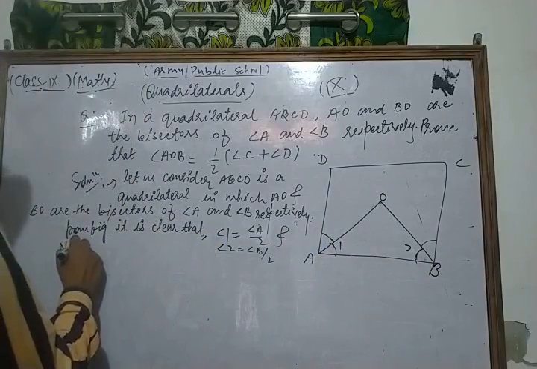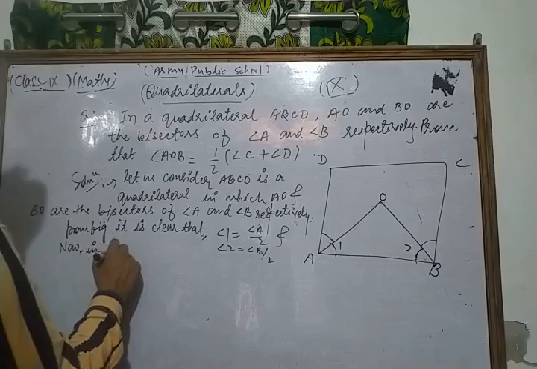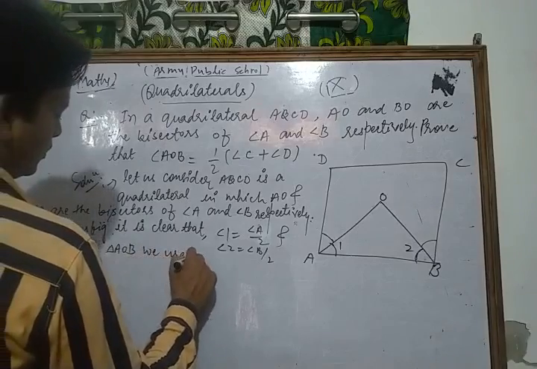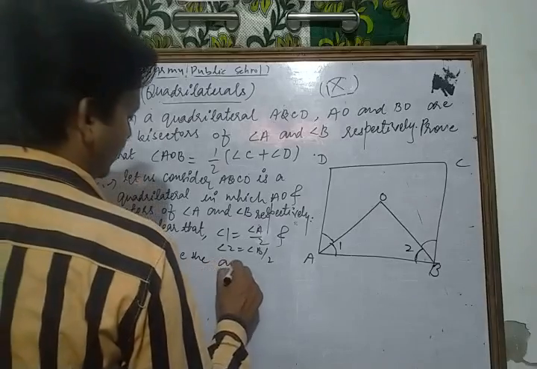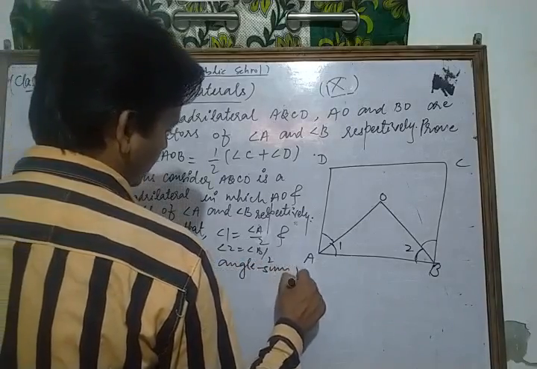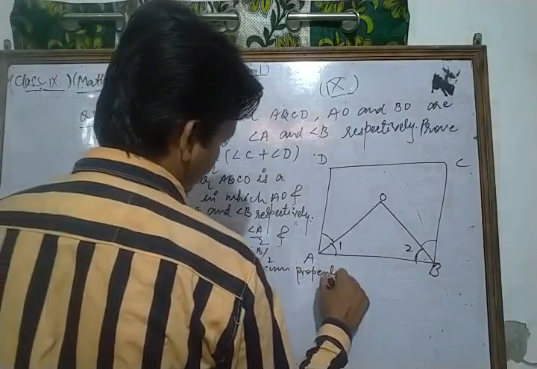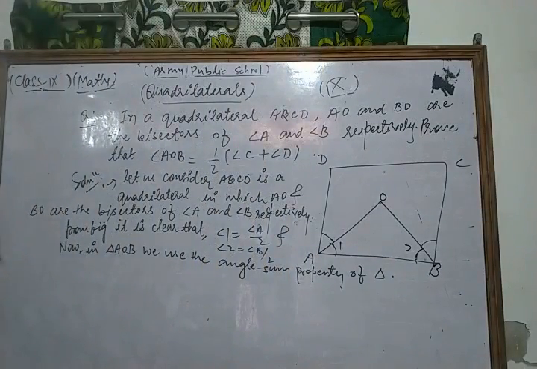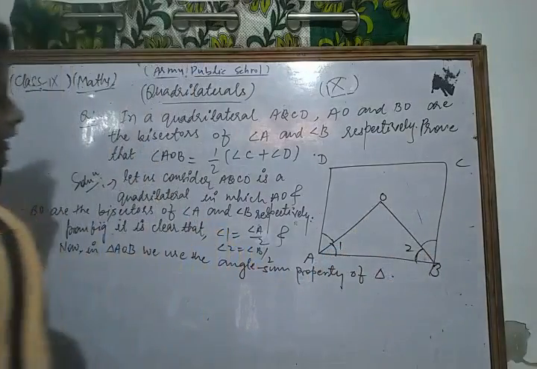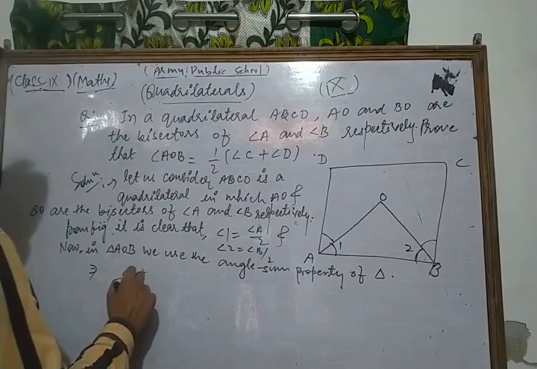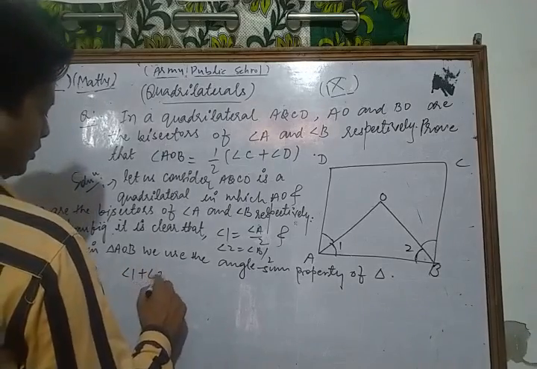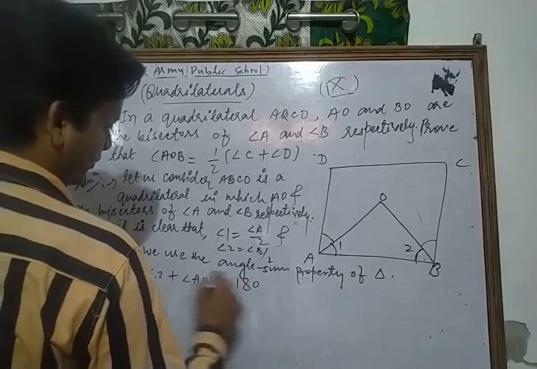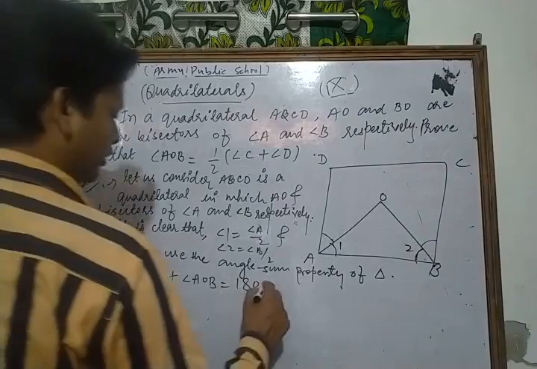In triangle AOB we use the angle sum property of a triangle. The sum of all interior angles of a triangle is 180. So we get angle 1 plus angle 2 plus angle AOB is equal to 180 degrees.